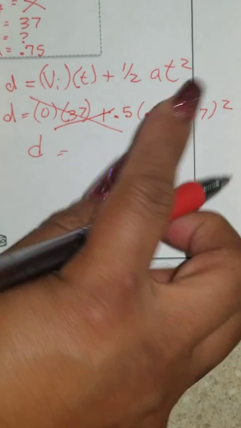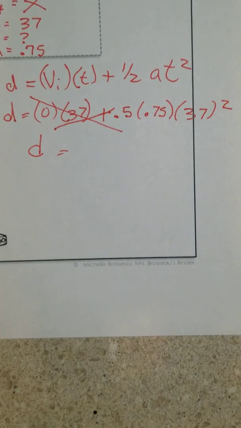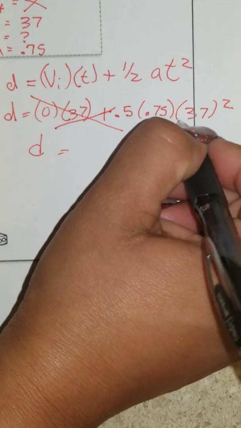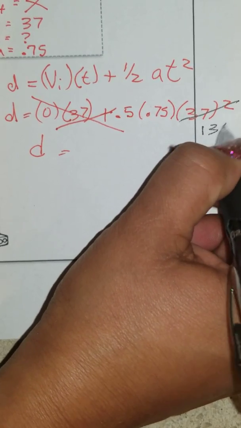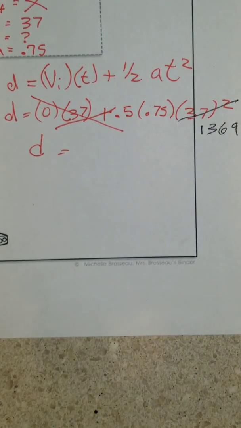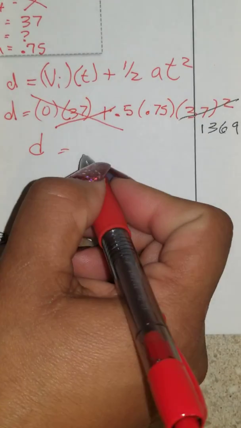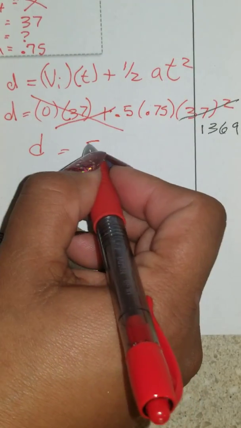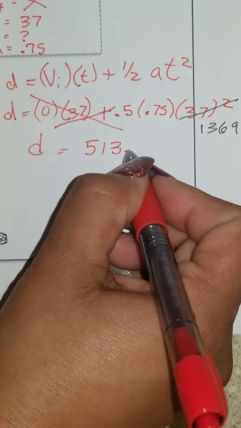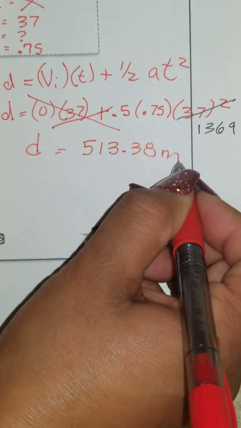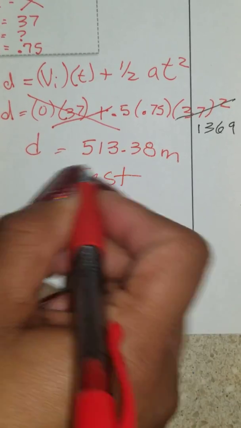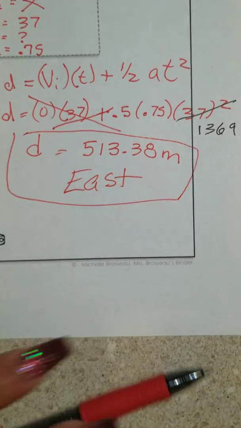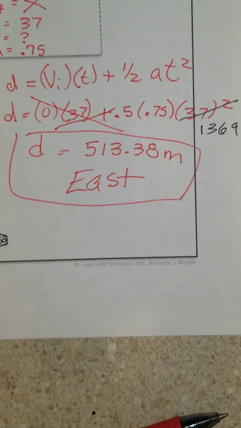I'm going to simplify and multiply my numbers. Before I do that, don't forget to change this. When you square that, it's 1369. Multiply the three numbers together: 513.38 meters for displacement east. All right, that was the last problem done.